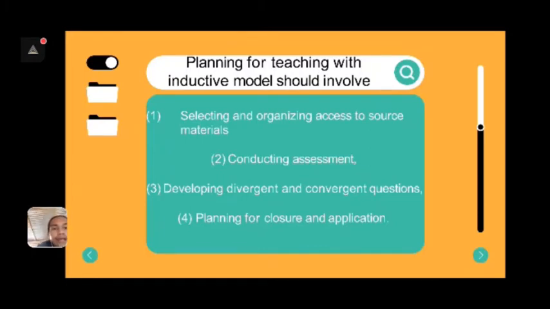The last one is planning for closure and application. Plans for closure and application are important to devise before implementing an inductive model lesson. Figuring out appropriate activities for these two phases will not only help teachers plan instruction for all of the inductive model phases, but also enables the teacher to ensure that the implementation effectively meets anticipated learning goals.